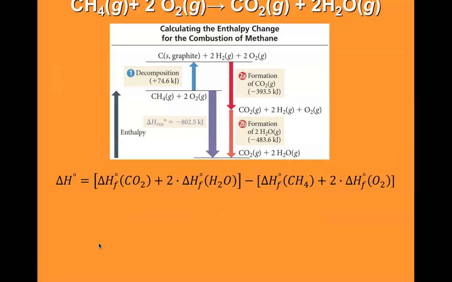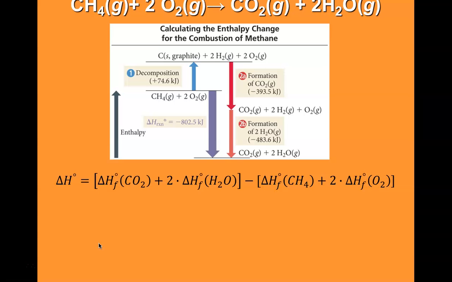Pretty straightforward. So here's a reaction of the combustion of methane. We have individual reactions in the diagram showing the decomposition of methane, the formation of carbon dioxide, and the formation of water. So one way you can look at it is all three of these reactions, or for our purposes here, we're going to look at it as heat of formation.